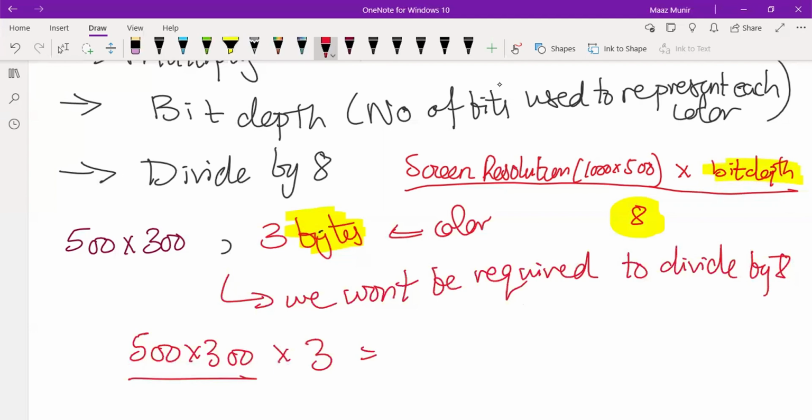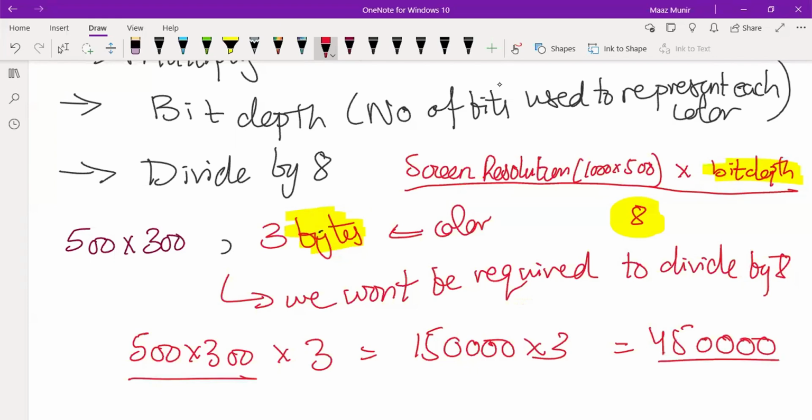You see, 5 multiplied by 3 is 15, and then how many zeros do you have? 1, 2, 3, 4. Add the 4 zeros. And then multiply by 3. 15 threes are 45. 4, 5, again, just mention the 4 zeros. And you get this answer in bytes.